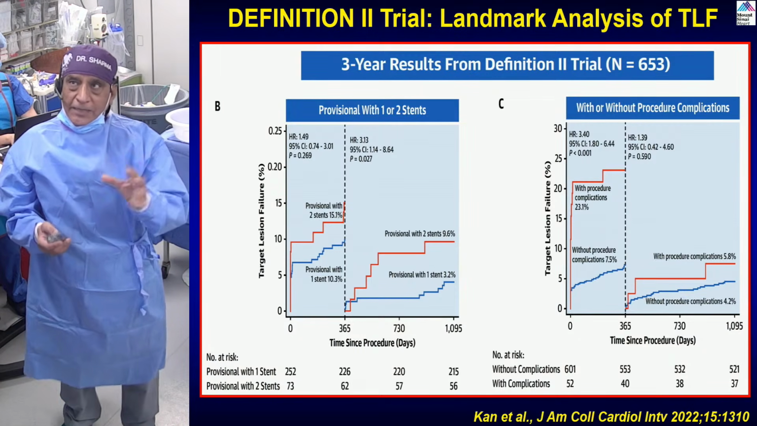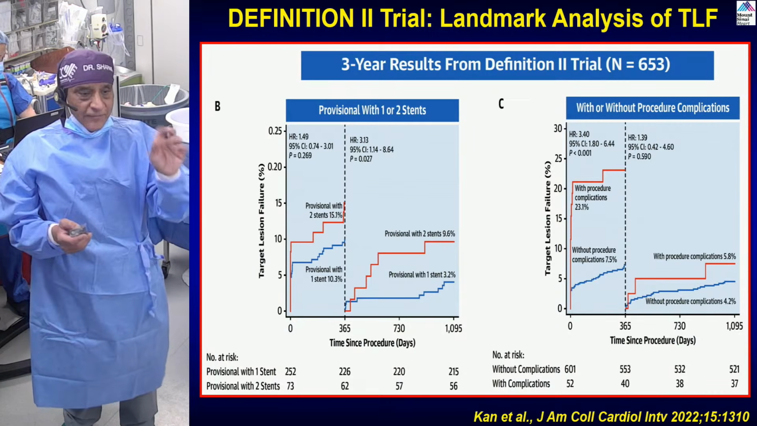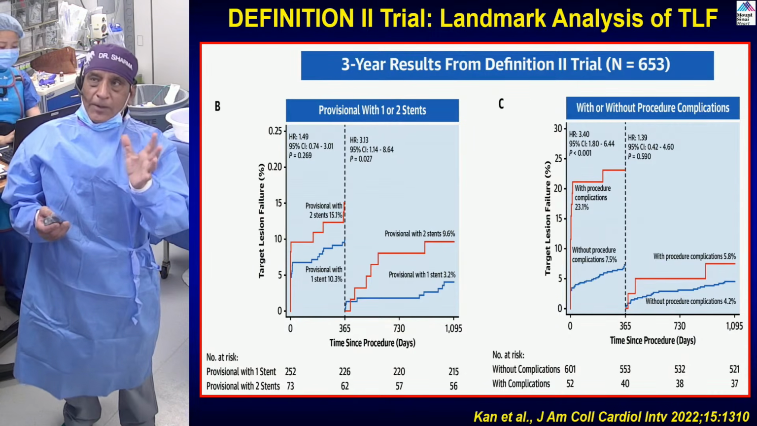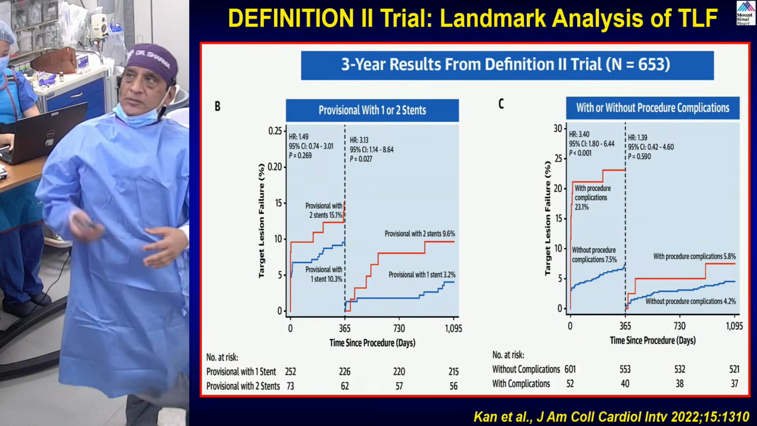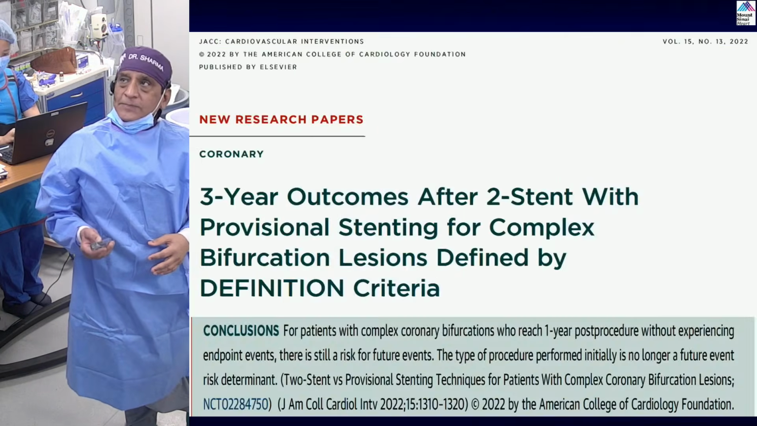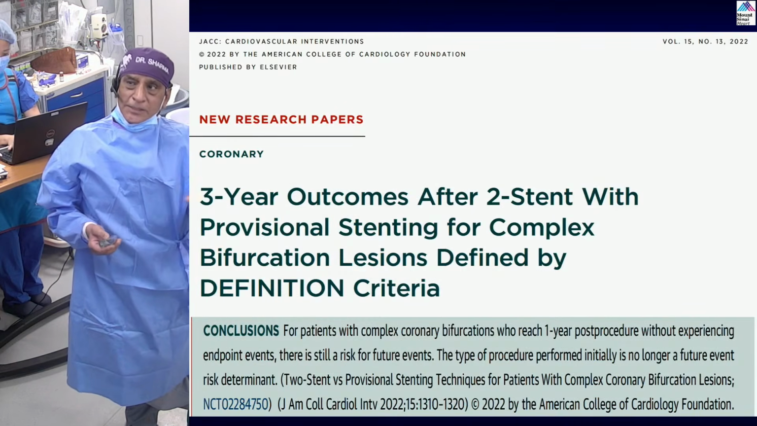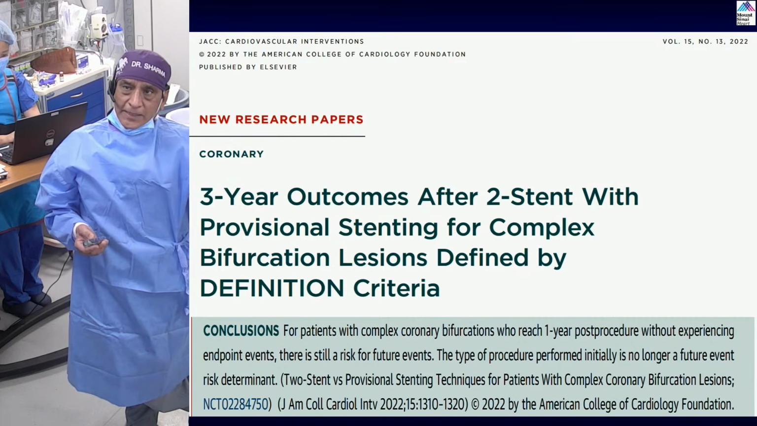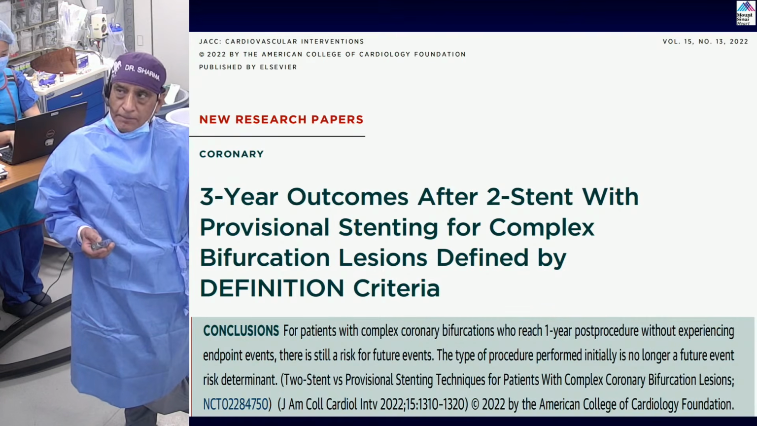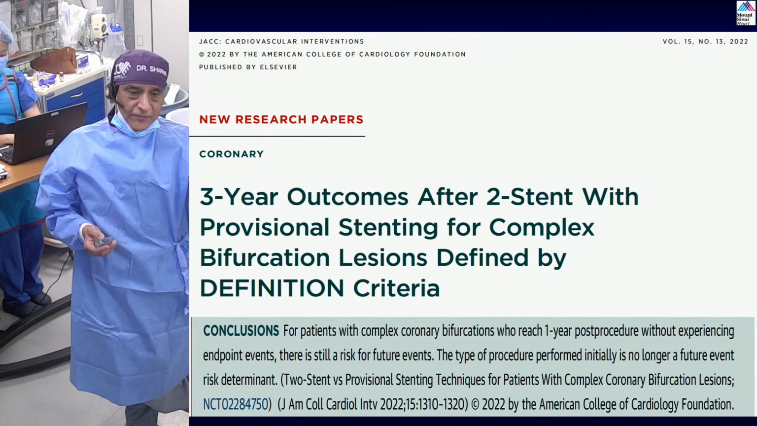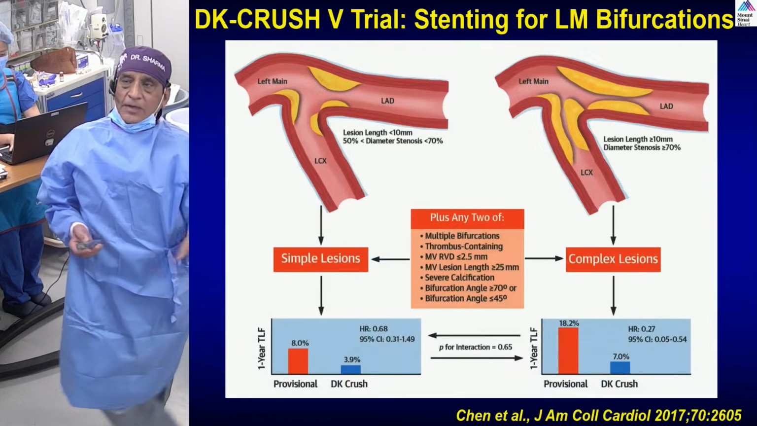So this study also showed that in the provisional, when you use 2 stents, which was about 24% of cases, it has a bad outcome compared to one stent. And of course, if you have procedural complication, the same thing happens there. So the message was that complex lesions have events after 1 year. Secondly, the benefit of complex intervention with the 2 stent is in the first year, not after 1 year.